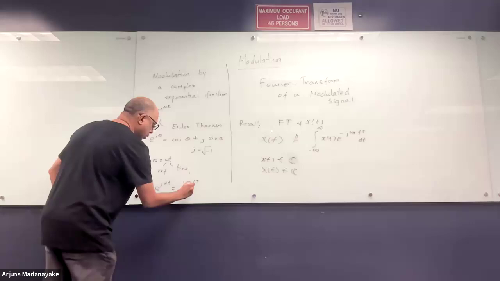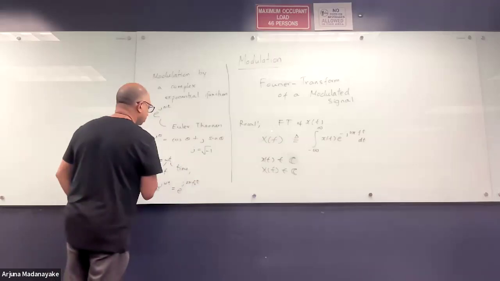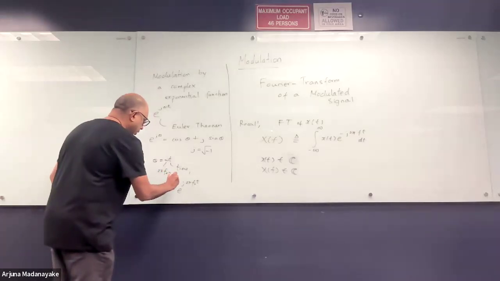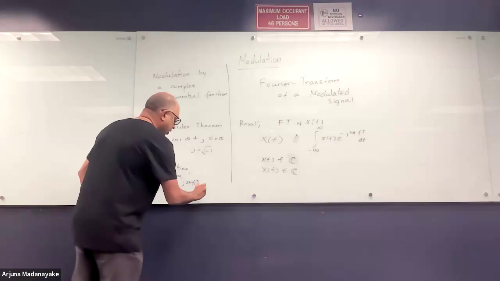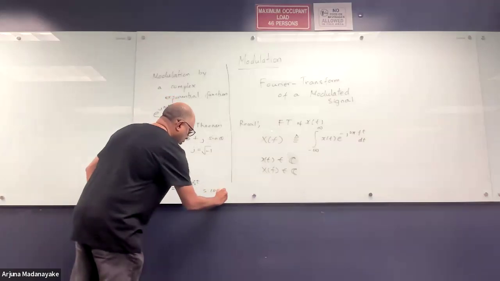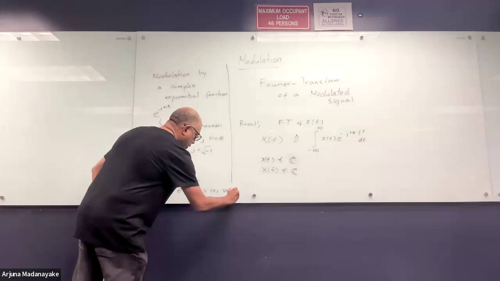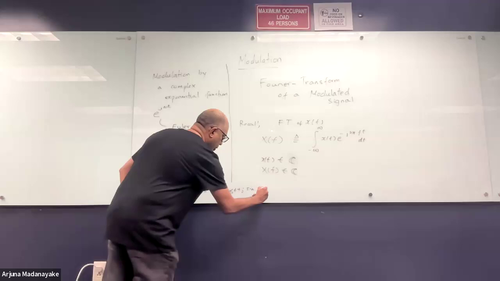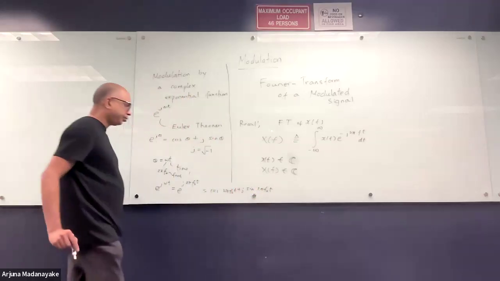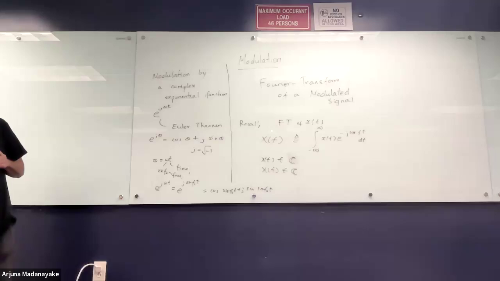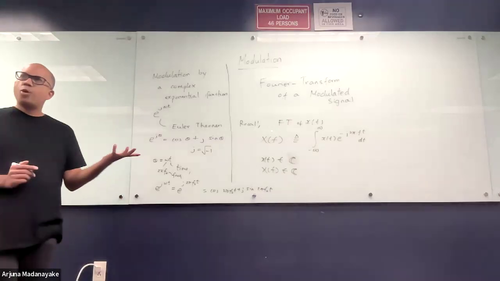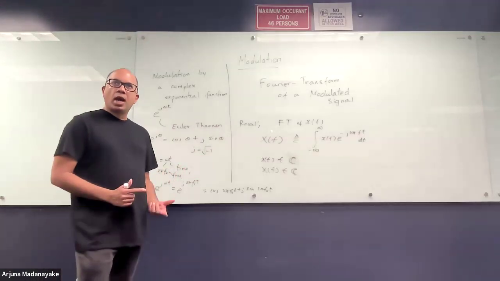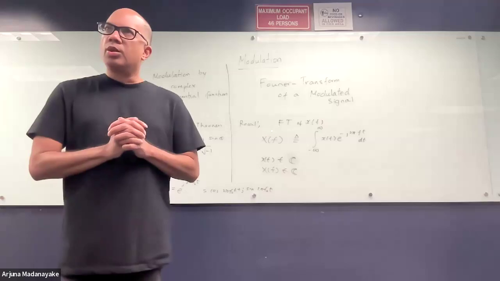Let's say this frequency is f0, which is equal to what? Cos 2 pi f0 t plus j times sine 2 pi f0 t. So it has a cosine component and a sine component. Both the cosine component and the sine component are of frequency f0.